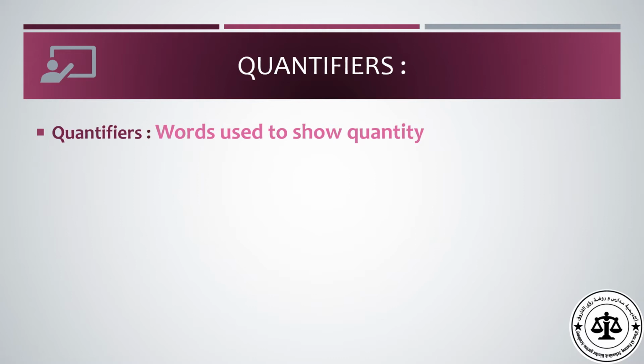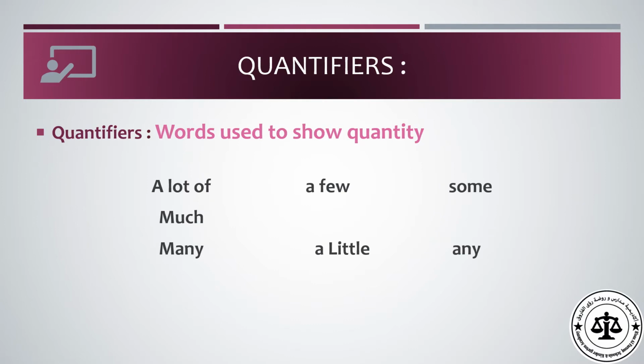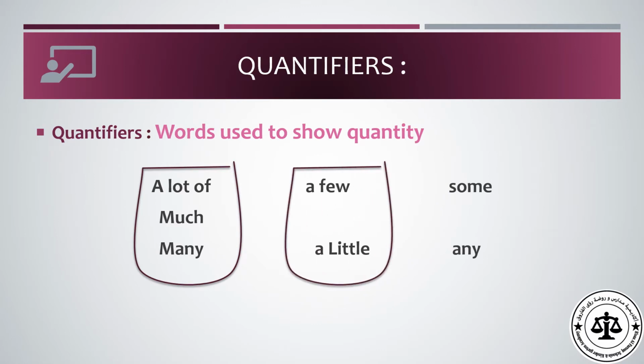And we have lots of quantifiers. The quantifiers that we are going to talk about in our class today are a lot of or lots of, much, many, a few and a little, and some and any. So let's start by explaining these quantifiers.